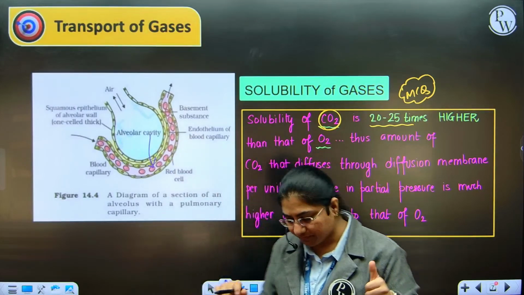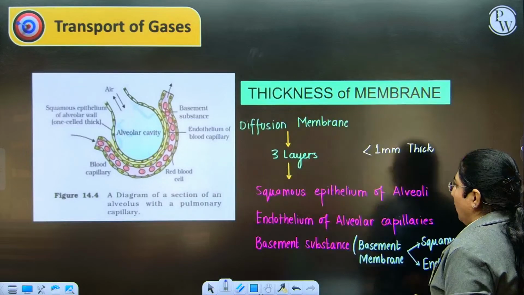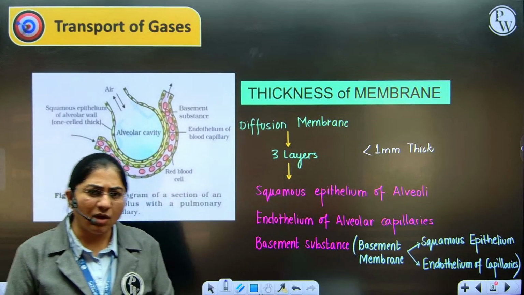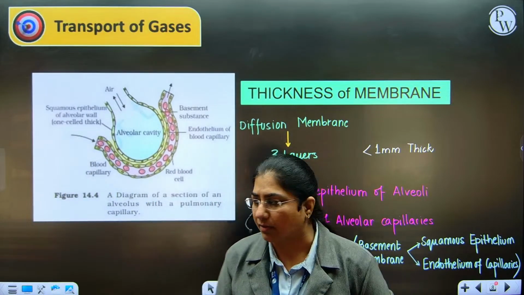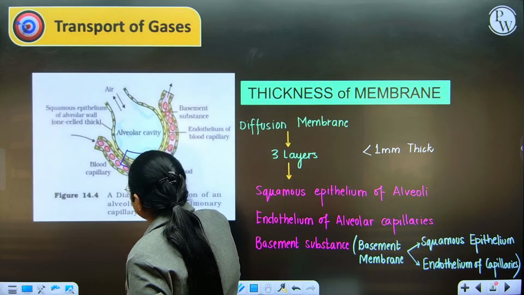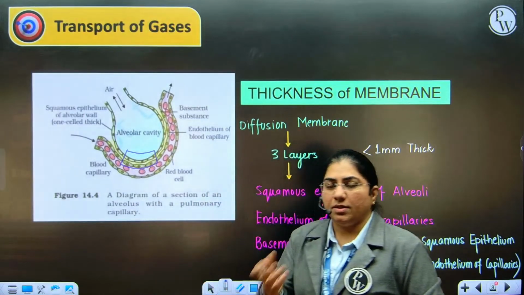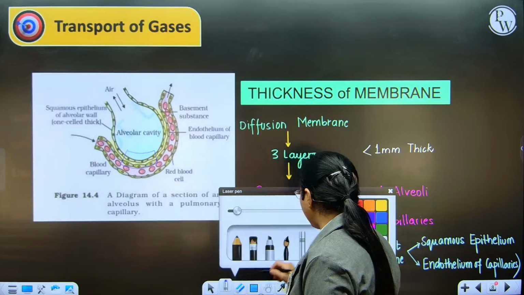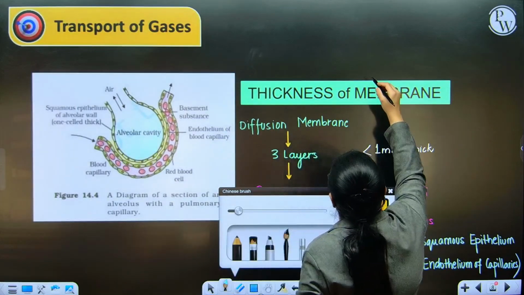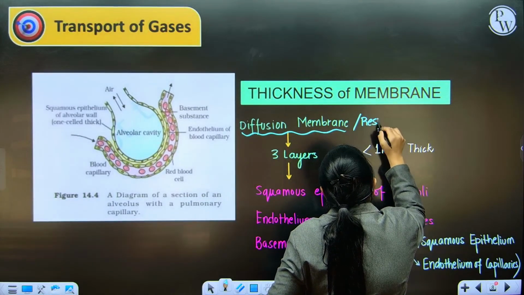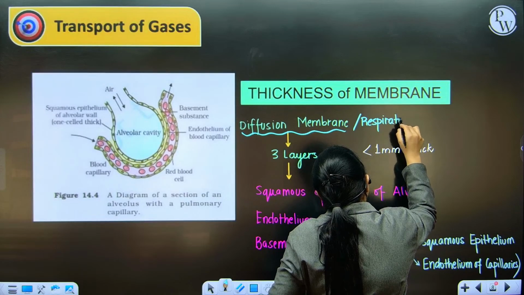Is that clear? Cool. Moving ahead to the third parameter, which is thickness of membrane. Now what membrane are we talking about here? We are talking about the membrane called the respiratory membrane, or we call it the diffusion membrane. What membrane? We call it the diffusion membrane or the respiratory membrane.